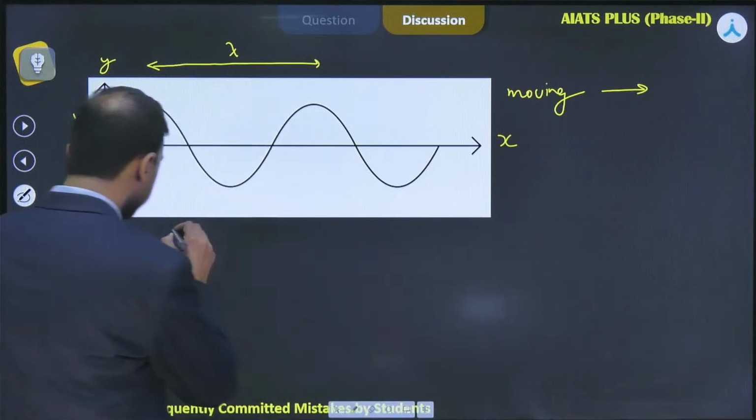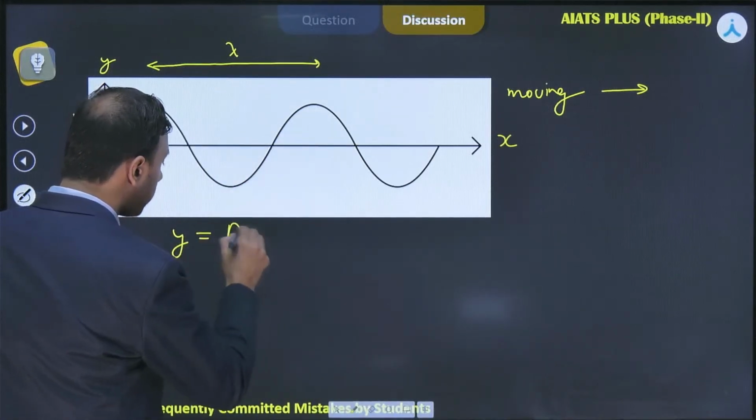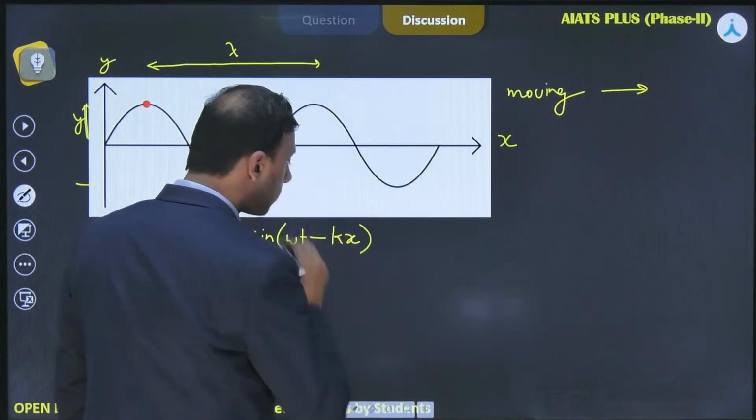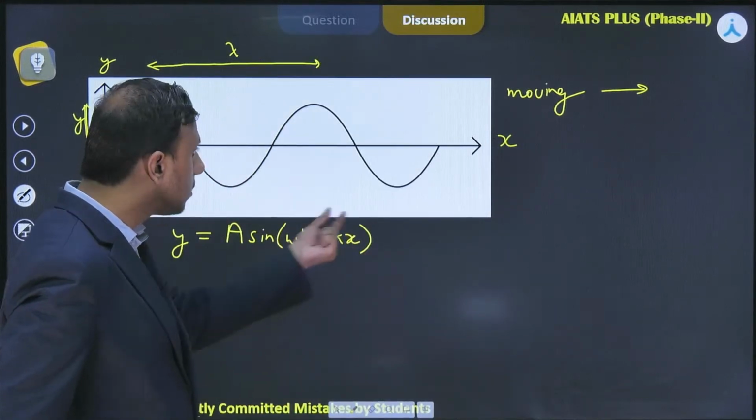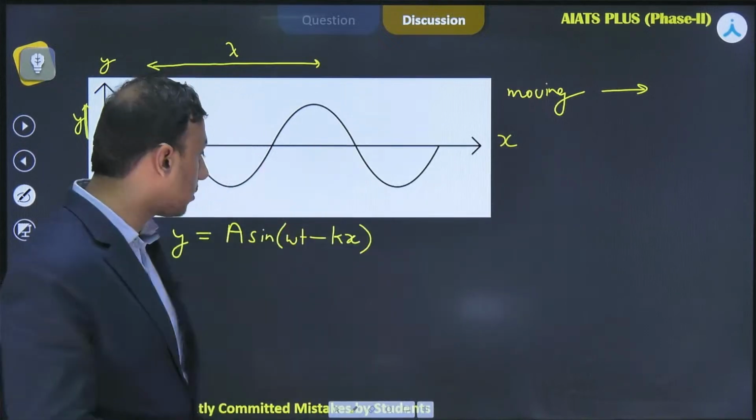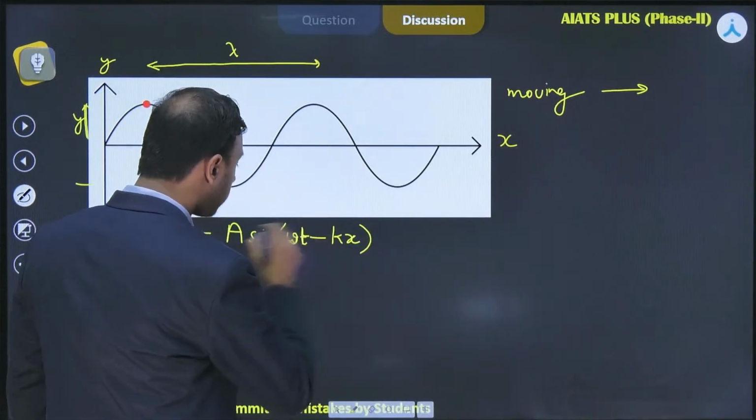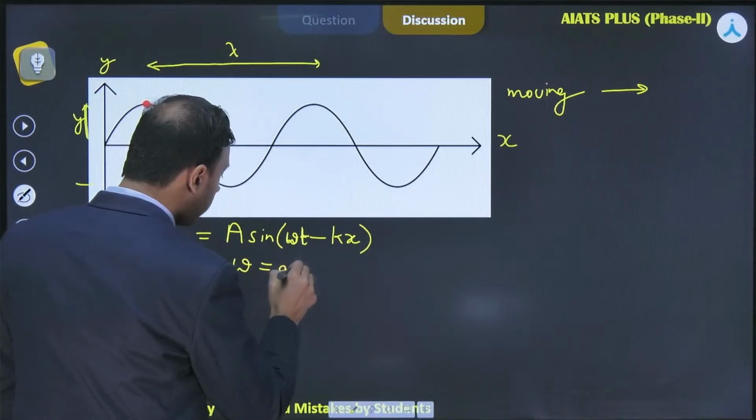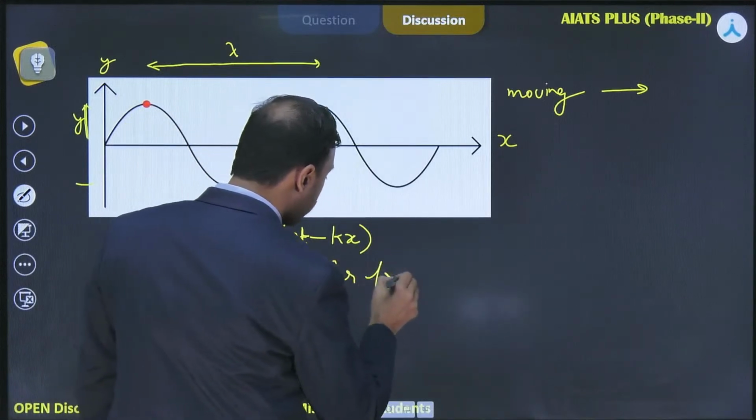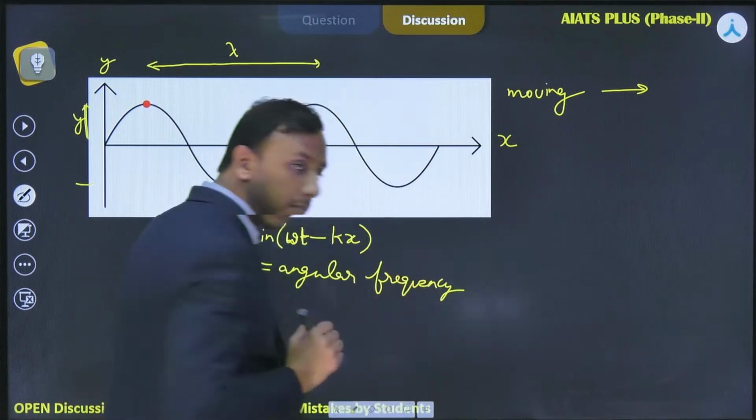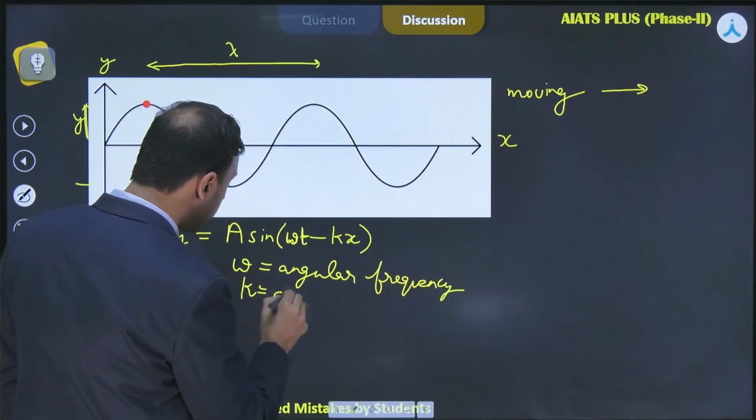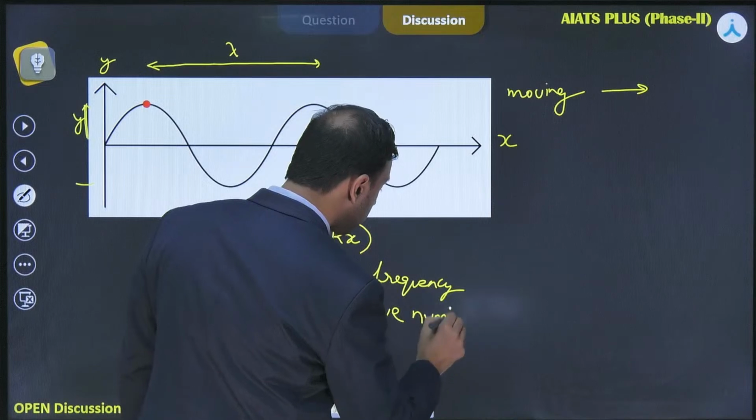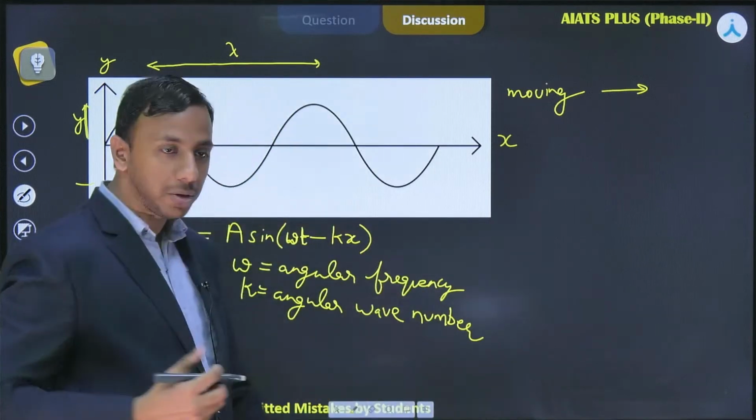So I can write y is equal to a sin(omega t minus kx), because this wave is moving in the positive x direction. Very well. And what is omega here? Omega is your angular frequency, right? And what is k here? k is your angular wave number. These notations you need to know.